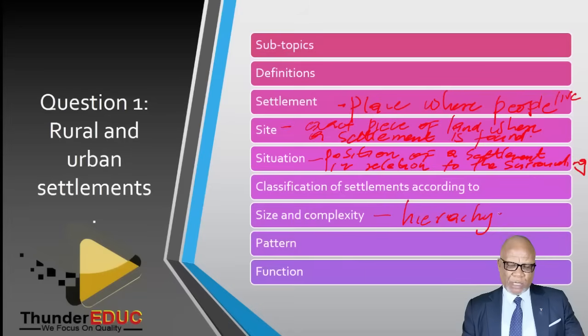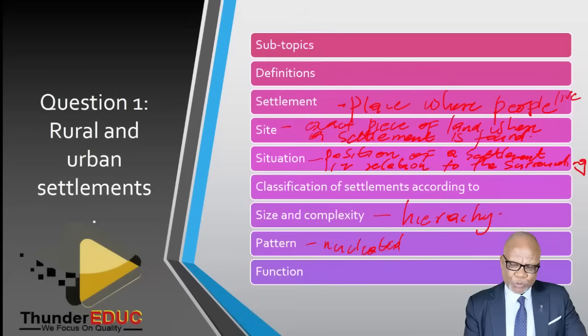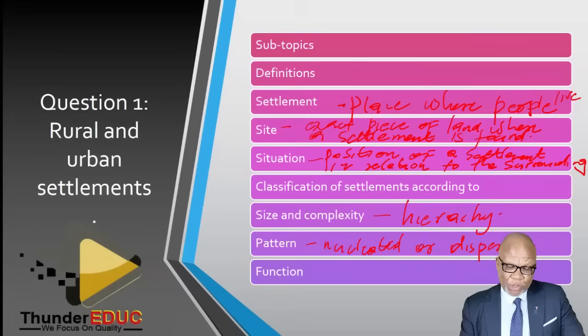You can classify settlement according to pattern. You can classify settlement according to function. So what is a pattern of settlement? So by pattern, we're simply looking at the buildings. Are they closer to each other or are they far from each other? So we're saying a pattern is nucleated when the buildings are closer to each other, or it is dispersed when buildings are far from each other. Here examples will be either nucleated or dispersed. So this is classification of settlement according to pattern.